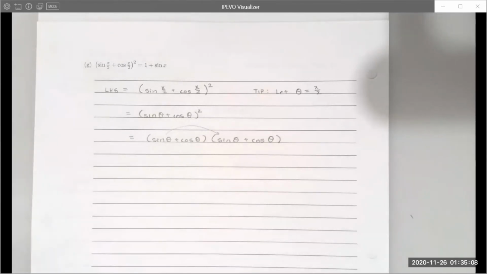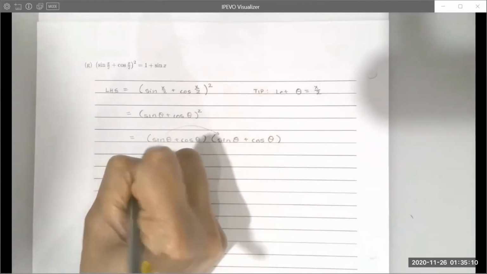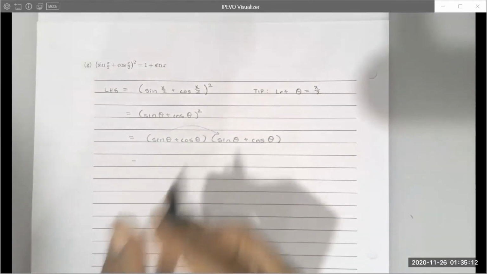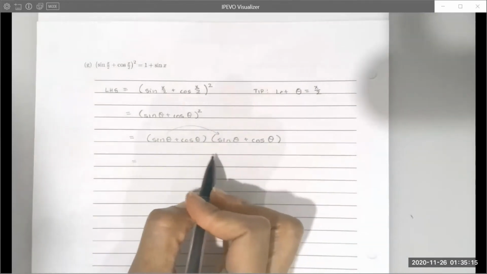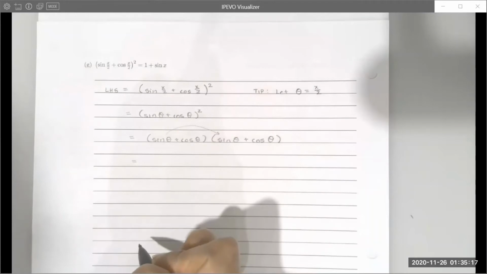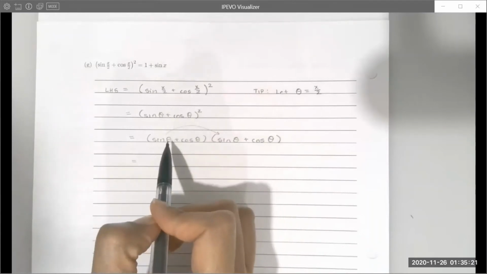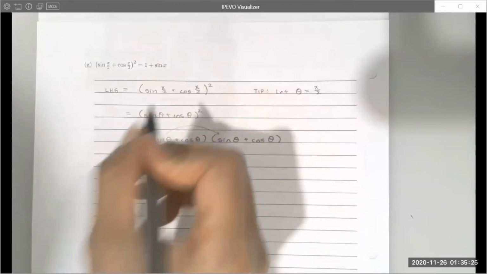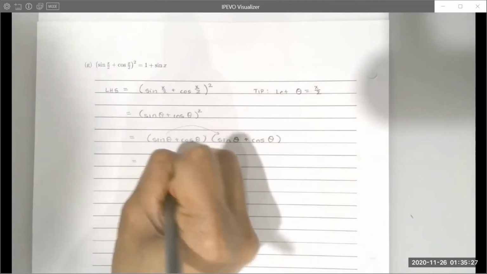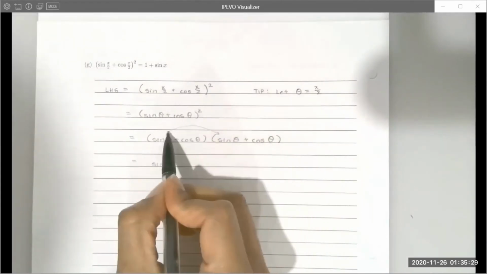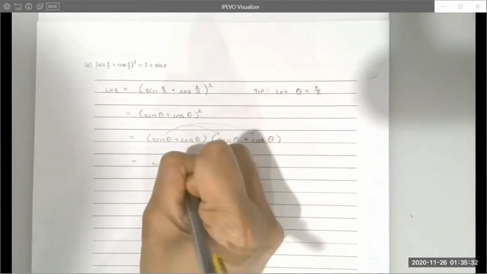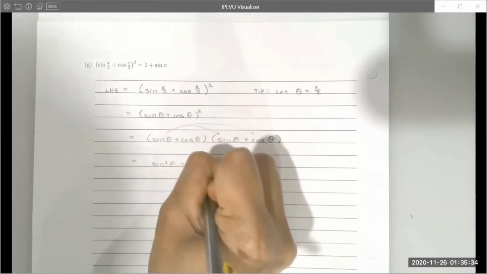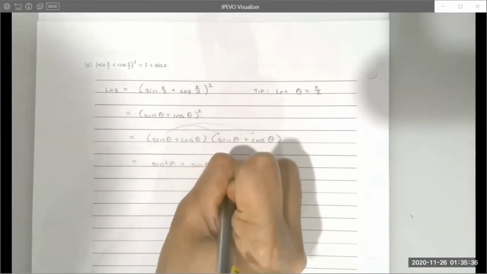All right, so any suggestions, or what did you guys get once you distribute these terms out? So if we take sine times sine, that should give us a sine squared theta, right? And then if we take a sine times cosine, will that just give us sine theta times cosine theta?